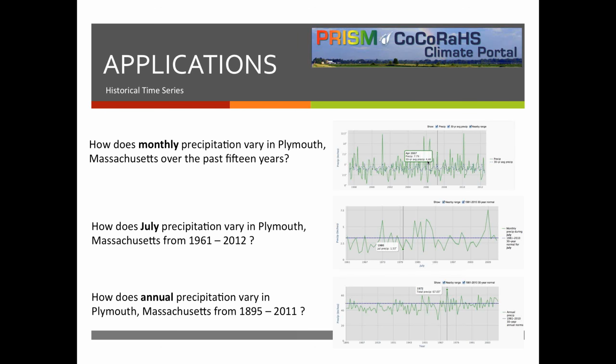Another application is a historical time series. For any given location, take a look at several things. We're going to look at three different options here. First, how does the monthly precipitation vary over the past 15 years in a certain location? Then how does the July precipitation vary there, for one month? And then the annual precipitation over a longer period. We can go all the way back to 1895 with this series.